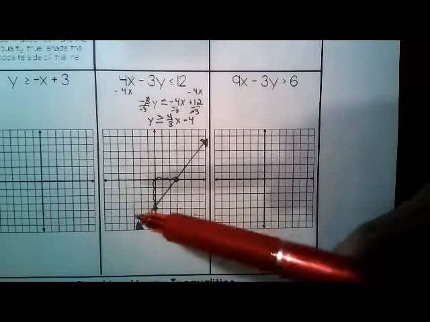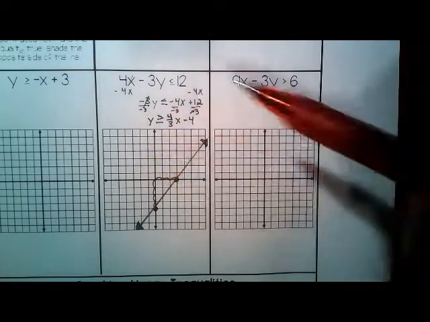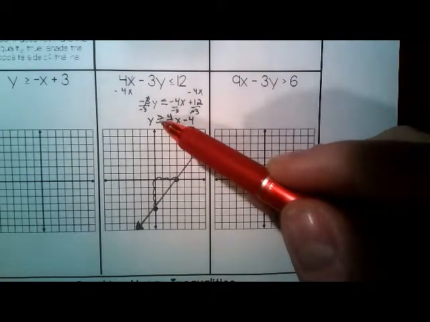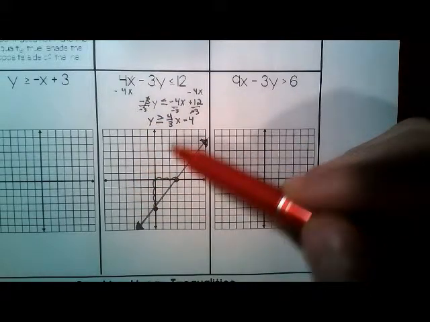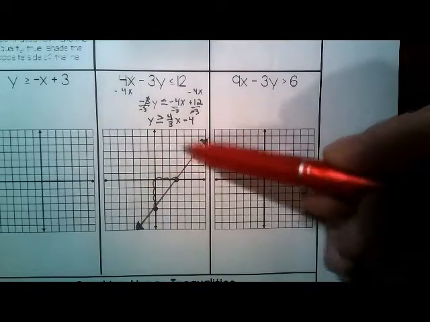Now step 4 is to shade. Am I shading below the line or above the line? So if you notice, my inequality symbol is greater than or equal to. So that's those y values that are greater than that line. So I would shade above the line.